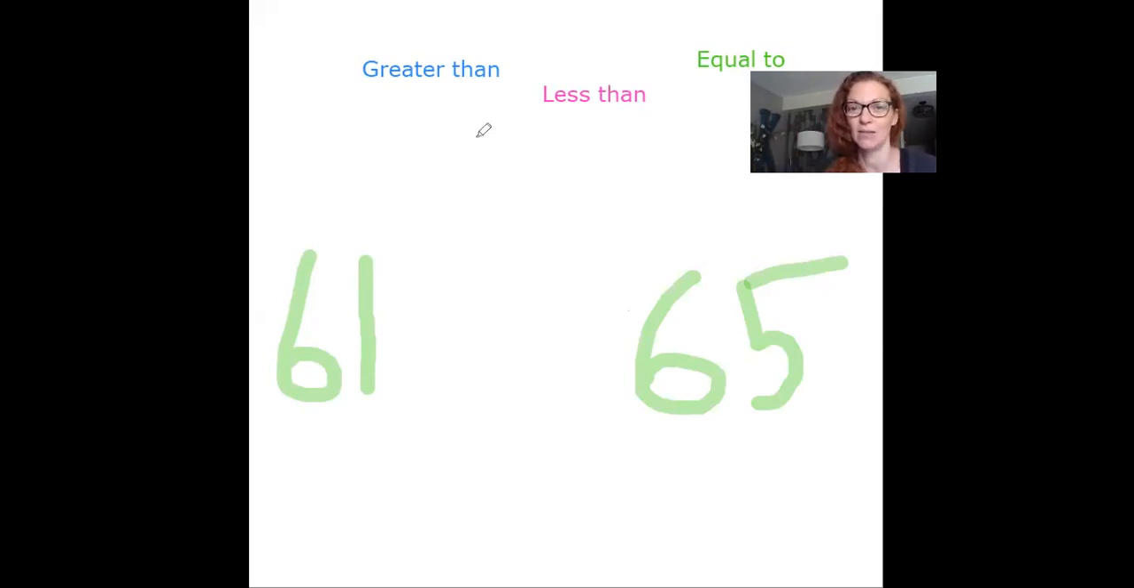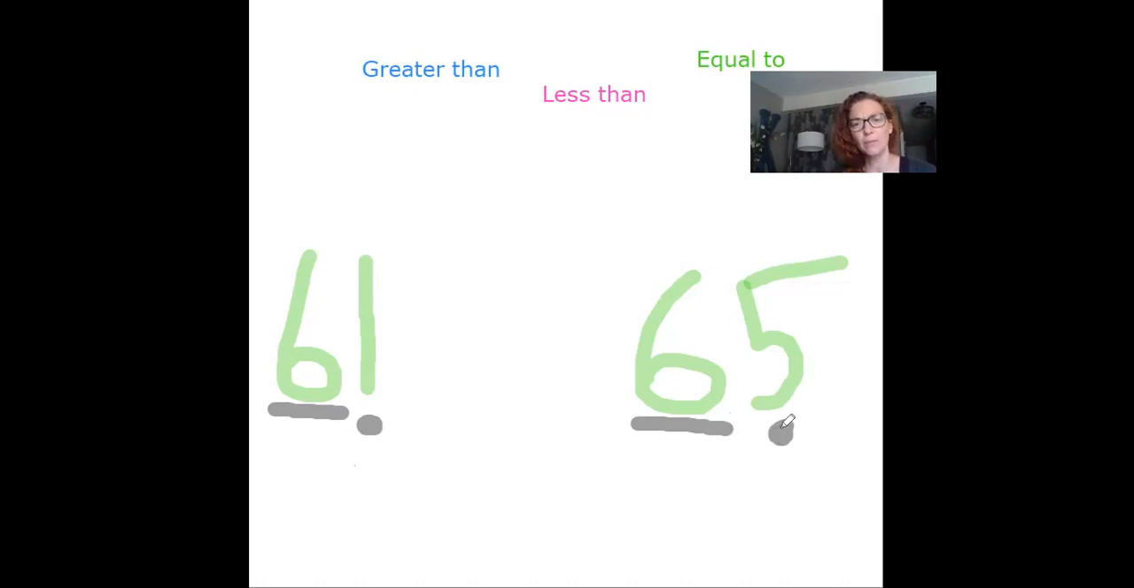The tens place. And what numbers in the tens place? We have a 6 and a 6. Okay, so which one's bigger and which one's smaller? They're the same, right? It's the equal to, but we're not done yet. If the tens place are the same, we have to look into the ones place. So now let's look at the ones place.